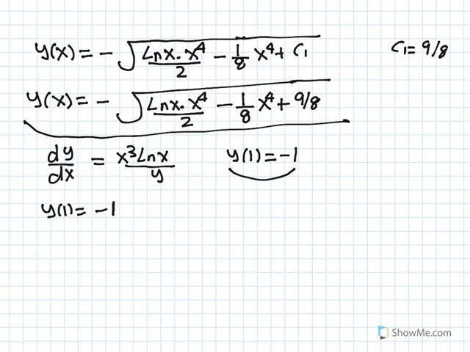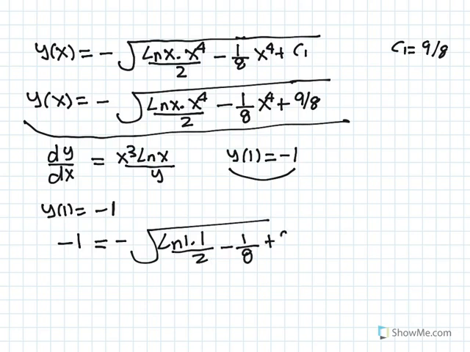All right, so y of 1 equals negative 1. We get minus 1 for y. Is it minus the square root of log of 1 times 1 to the fourth, which is 1, divided by 2 minus 1/8 plus 9 over 8? And what do we get? On the left-hand side, we get negative 1. On the right-hand side, log of 1 is just 0, so we get 0 minus 1/8 plus 9/8. 9 over 8 minus 1 over 8 is 8 over 8, which is 1. And there it is, and we have a negative in the front. Negative 1 equals negative 1.